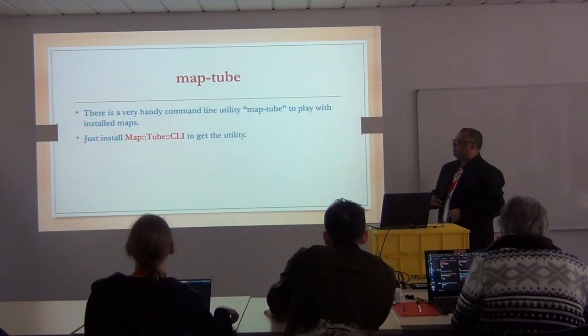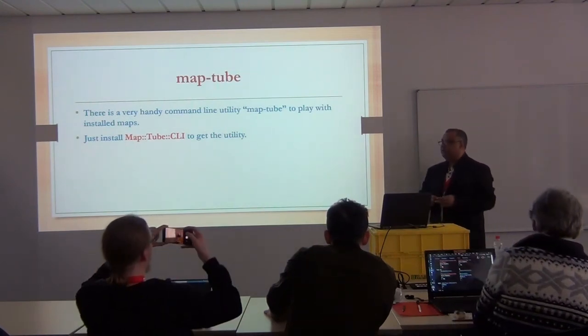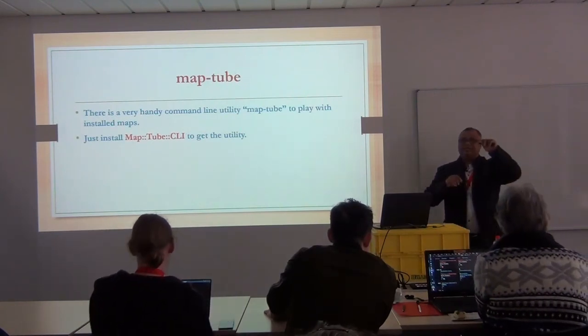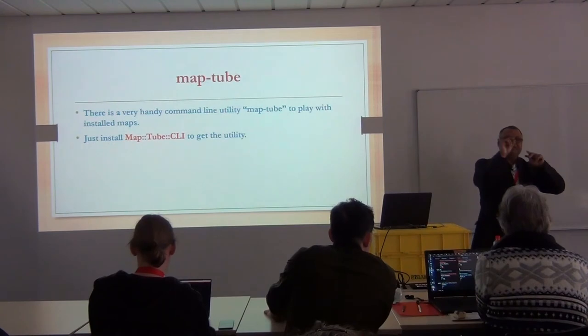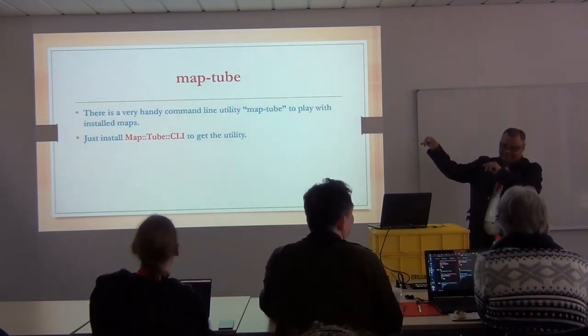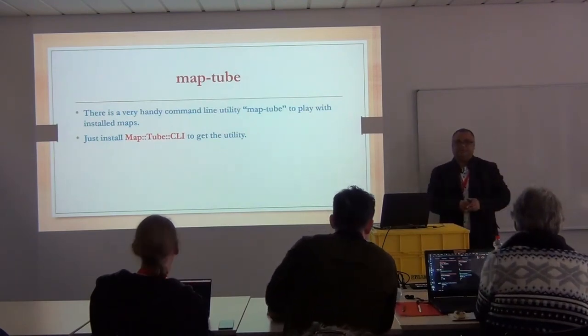This is the package, it's called MapTube CLI. Once you install it, it gives you the command line utility called MapTube. And you can say, on the command line, this is indexing: our from station is this, to station is this, and the map is this. And it'll give you the result in whichever format.